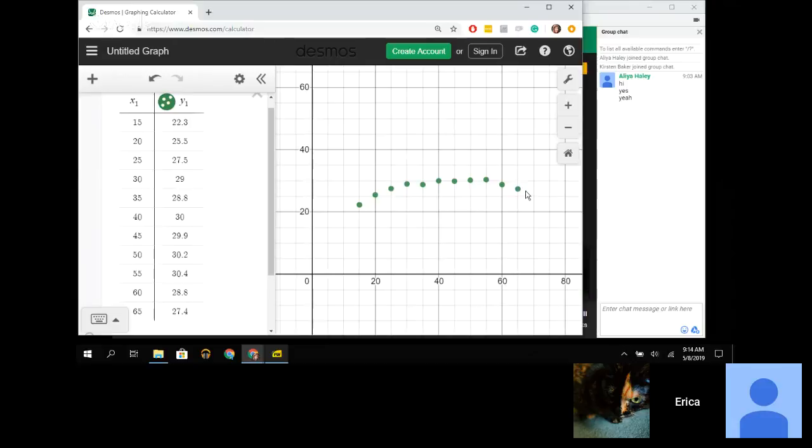Okay. So just looking at this graph, right? Your X is your miles per hour, your Y is your miles per gallon. What do you think best models this? Do you think this looks like a linear model? What do you think? Does it look like a line?